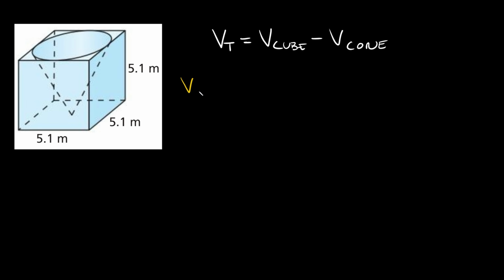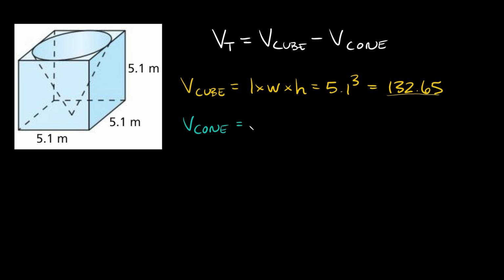Okay, so the volume of a cube is simply equal to the length times the width times the height, right? So here we're just going to have 5.1 times 5.1 times 5.1, and that's the same thing as 5.1 cubed, all right? Now, if you multiply that out, you're going to get that this is equal to 132.65, all right? So that's the volume of the cube. Now let's find the volume of the cone.